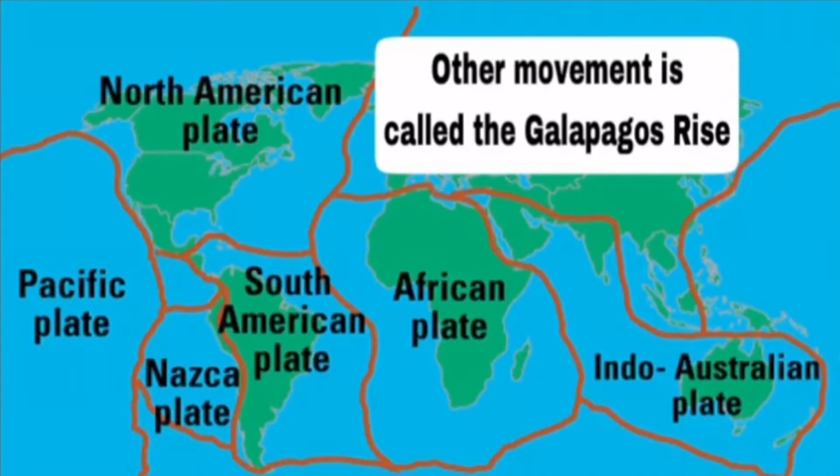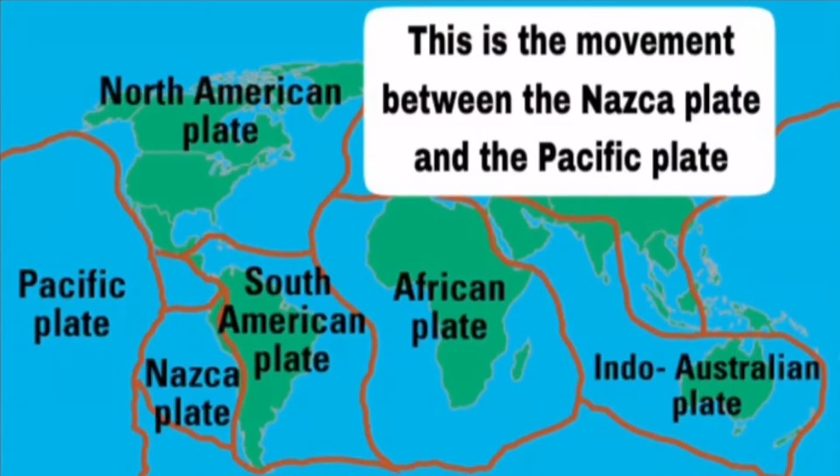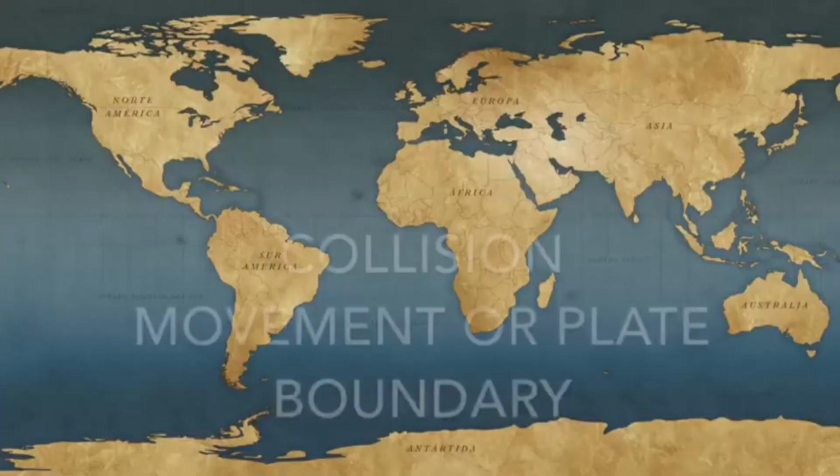Galapagos Rise. It belongs to a constructive movement which is located between the Nazca Plate and the Pacific Plate. Here we have the Galapagos Islands, which is a volcanic zone. Here we can find the Fernandina volcano, which last erupted on May 5th, 2005.